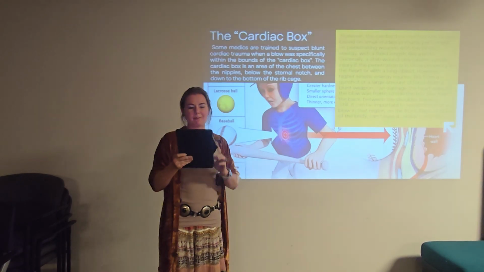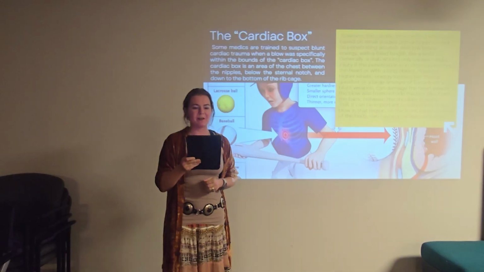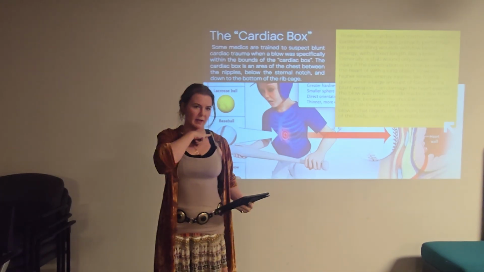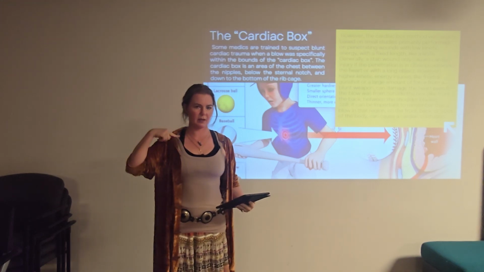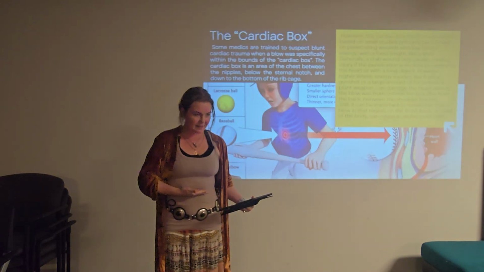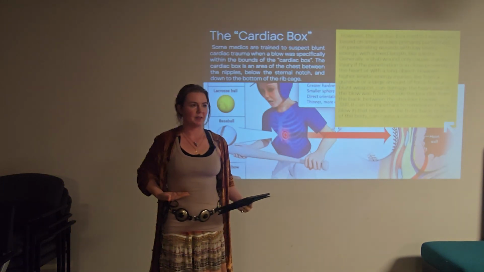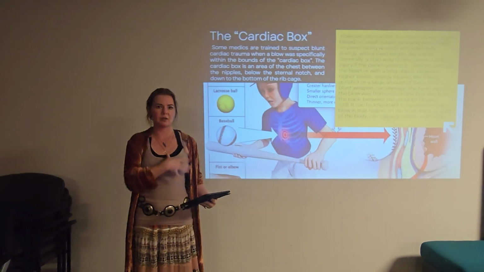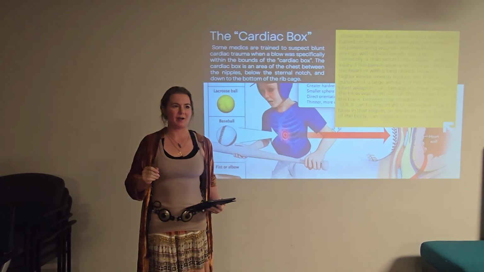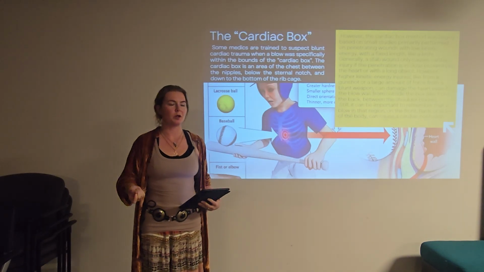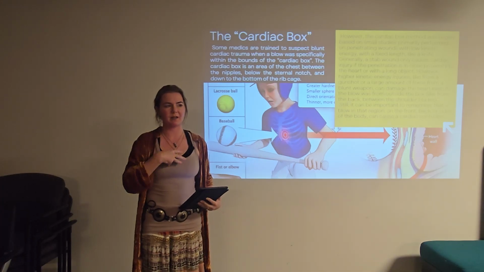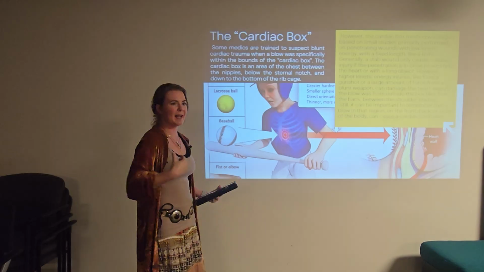Some medics are trained to suspect blunt cardiac trauma when a blow was specifically within the bounds of something called the cardiac box. The cardiac box goes across right here, comes down right over the nipples, and ends at the base of the rib cage. That's the cardiac box. And if you have an injury to the cardiac box, they're like, oh, you probably have blunt cardiac trauma. The cardiac box isn't an accurate model. It doesn't work. Because it turns out that you can have blunt trauma transmit to the heart anywhere in the cardiac cube.